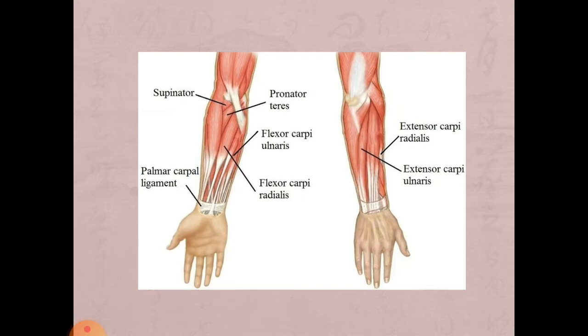So for the flexion, you have the flexor carpi radialis and the flexor carpi ulnaris muscle. So these are the flexors that are responsible for the flexion at the wrist joint. These two muscles are responsible for the flexion around the wrist joint. Next, you have the extension, and for the extension you have the extensor carpi radialis and extensor carpi ulnaris muscle.